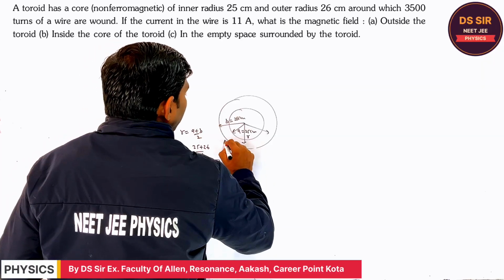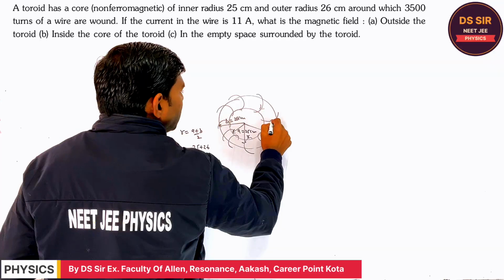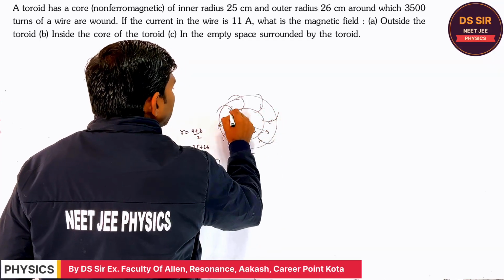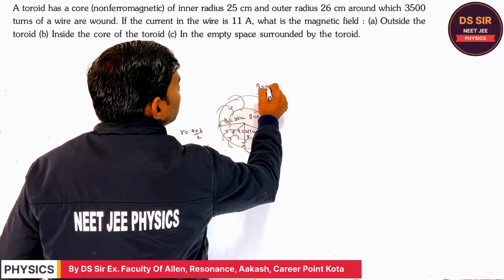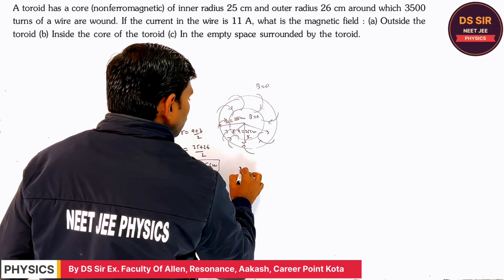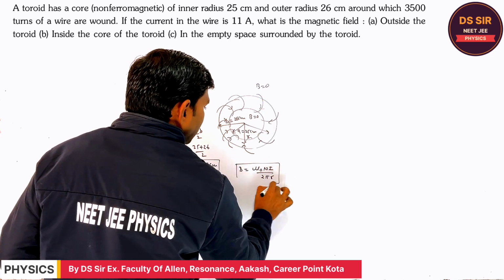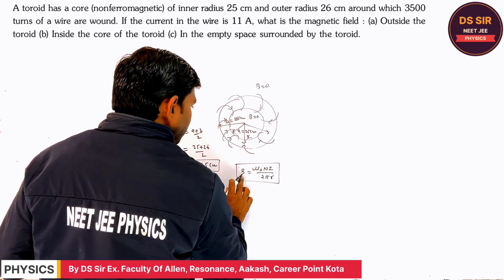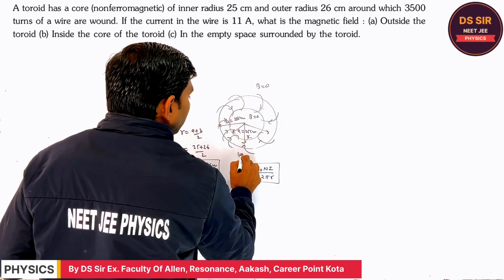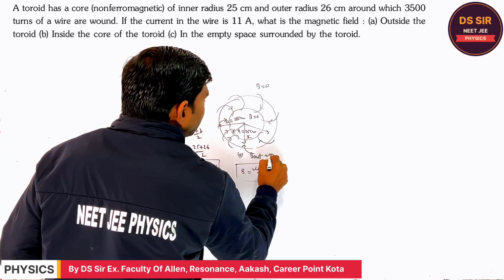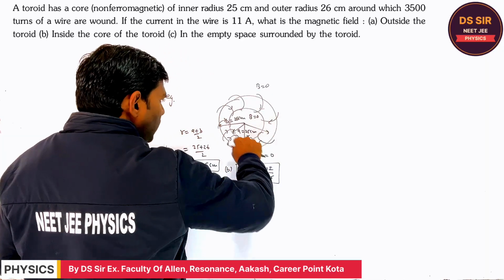Listen to one thing. When the turns are like this, the magnetic field is produced only inside the toroid. Here the magnetic field is 0, and here the magnetic field is also 0. So B is equal to mu naught N I upon 2 pi r, and this is inside. What is part A? Outside the toroid, the magnetic field is 0. And what is part B? Inside the core of the toroid.